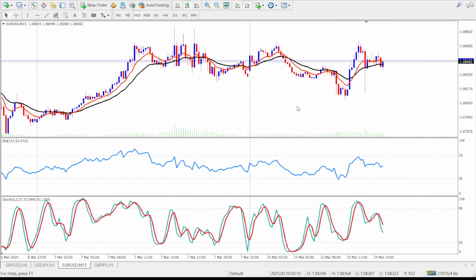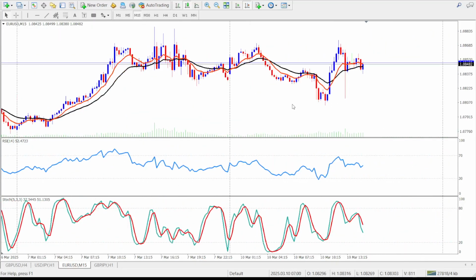Then finally, ensure that you always practice on demo accounts. The best way to get comfortable with these indicators is to practice. Use demo accounts to test out different combinations of indicators before committing to live trades.